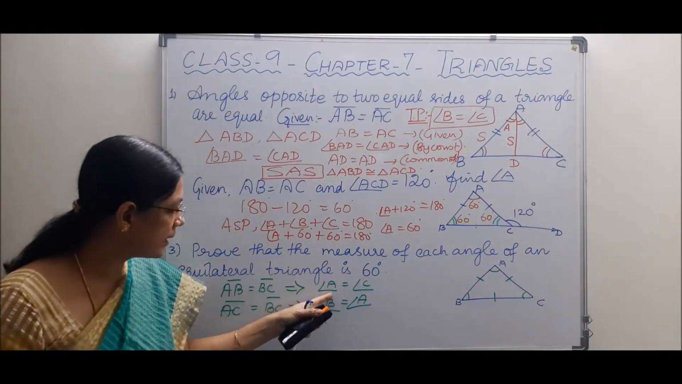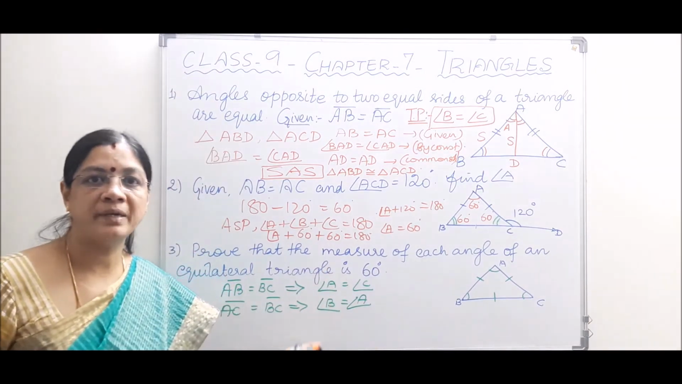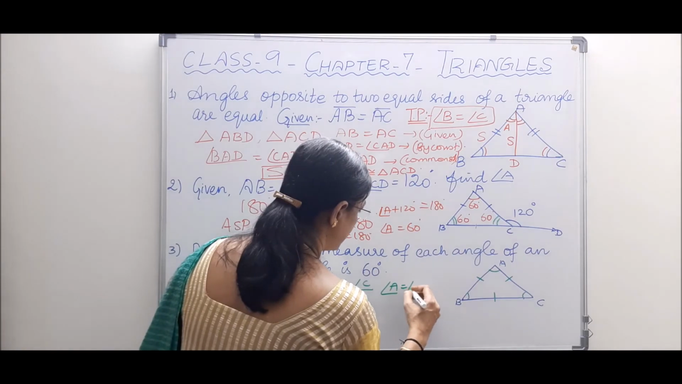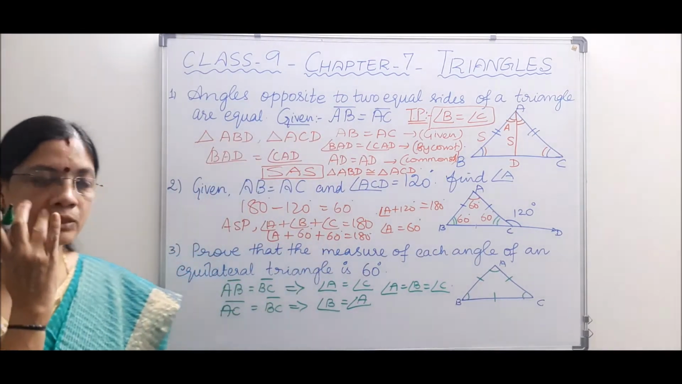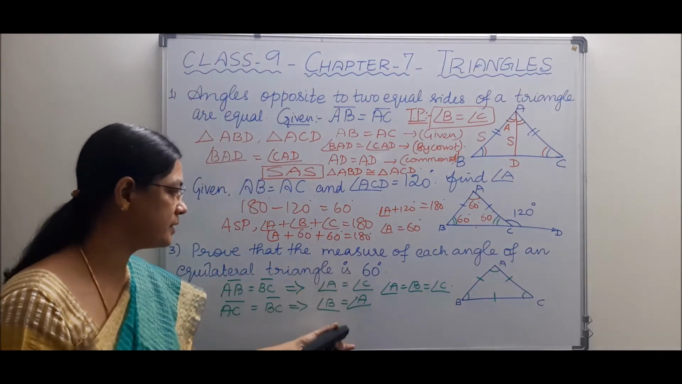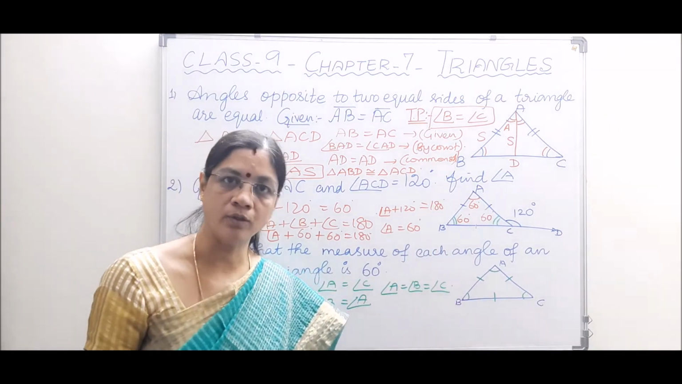Now what do we have? Angle A is equal to angle C and angle B is equal to angle A. So B is also equal to angle A. So I can write it like this: angle A is equal to angle B is equal to angle C, right? So all the three angles are equal. By these two statements I can write that angle A, angle B, angle C are equal to each other.